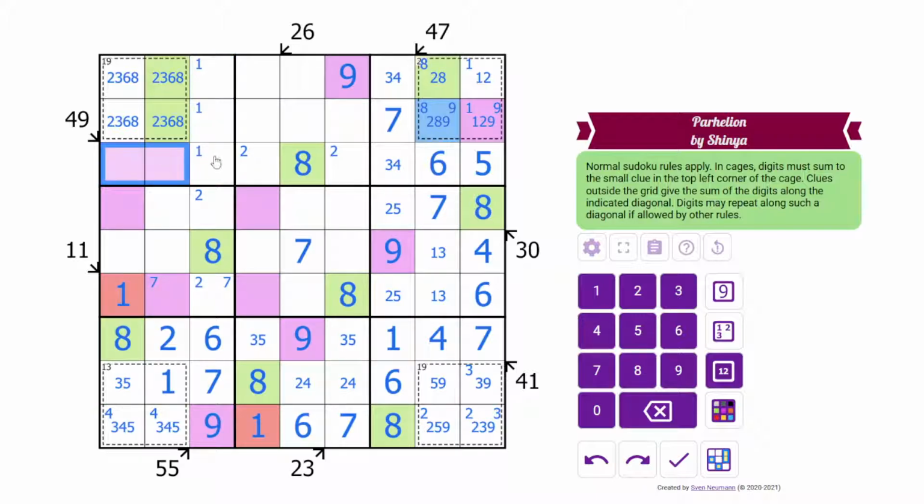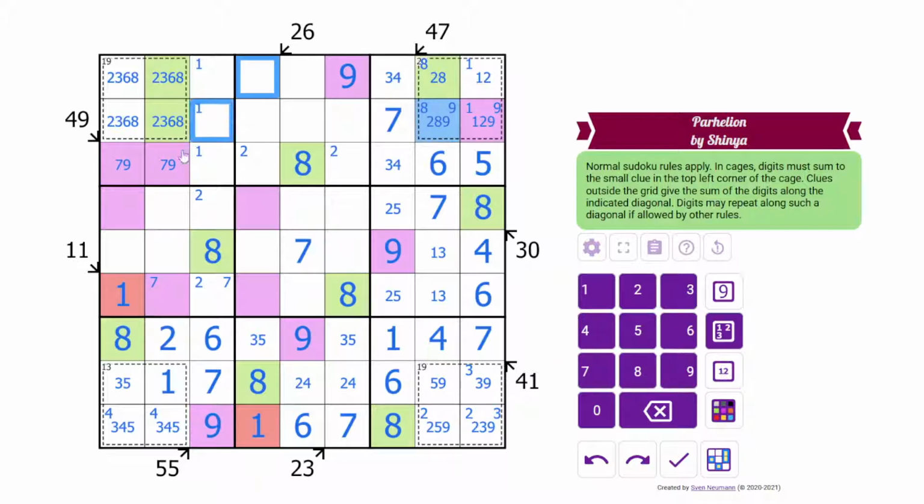7 has to go down here. So this is a 7, 9 pair. Which does actually restrict this a little bit. So we are either looking at 7 something or 9, 9.